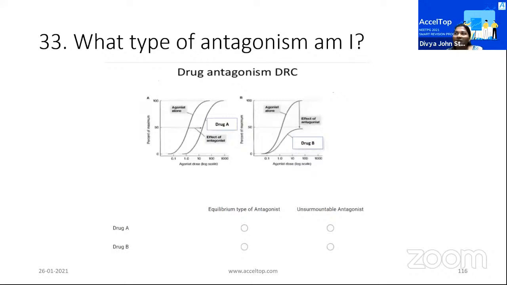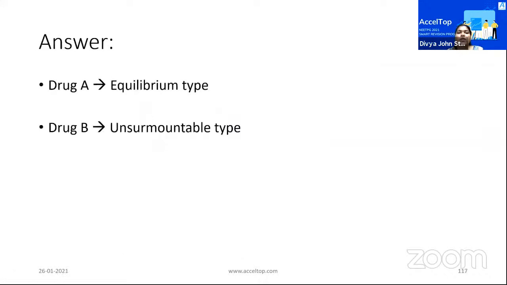So again, this concept has been time tested. So you know that with drug antagonism, with receptor-based antagonism, a shift of the DRC towards the right means it is a competitive type of antagonism or an equilibrium type of antagonism. Okay. And if there is stunting or if there is a shortening of the height of the DRC, then it means it is an unsurmountable or a non-competitive type of blockade. Okay. So that is something that you all know.